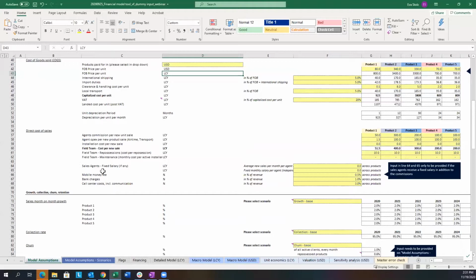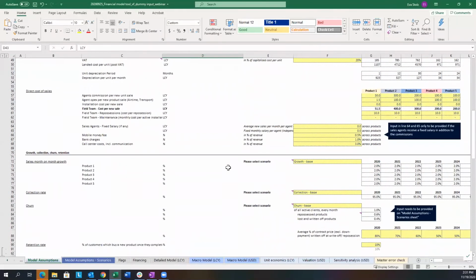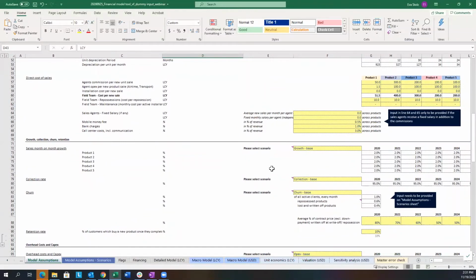And then finally, there's a few more costs that move more or less in line with the revenues, which are the mobile money fees, the bank charges, and the call center costs. So you can also include all those here. Then the next section. So these were basically inputs where you could provide on a product level. And then the next section, you provide the inputs on a yearly basis. Most of them across products. Some of them you can provide on a product level, such as, for example, the sales month-on-month growth rate.